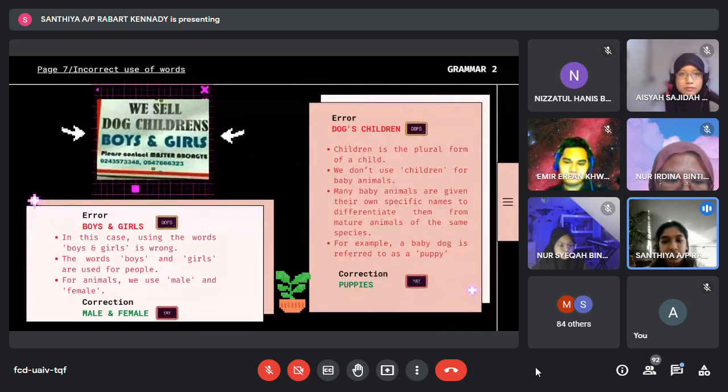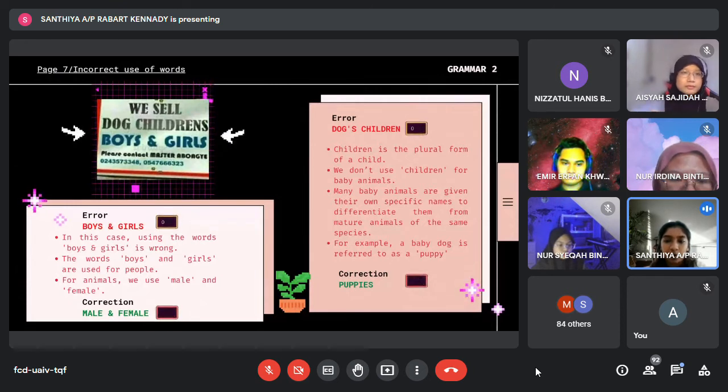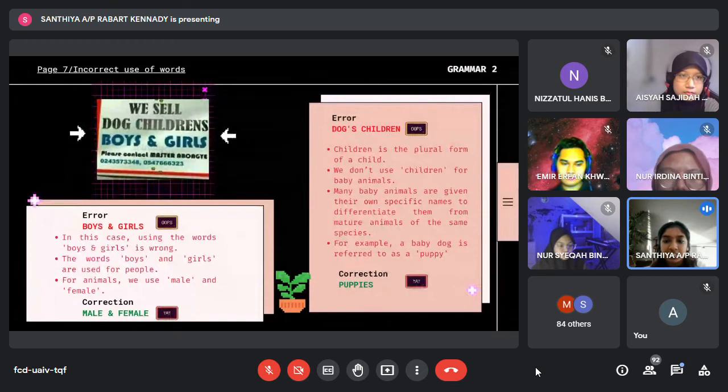The second error here is boys and girls. In this case, using the words boys and girls is wrong. The words boys and girls are used for people. For animals, to label their gender, we use male and female. Therefore, the correct answer is male and female.